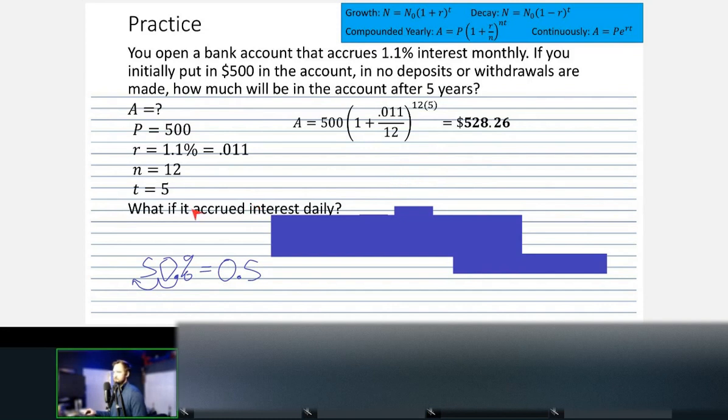All right, so what if it accrued interest daily? How would I change this formula? Yes, it's going to be word problems. What's wrong with word problems? They're my favorite. Yeah, change the 12 to 365.